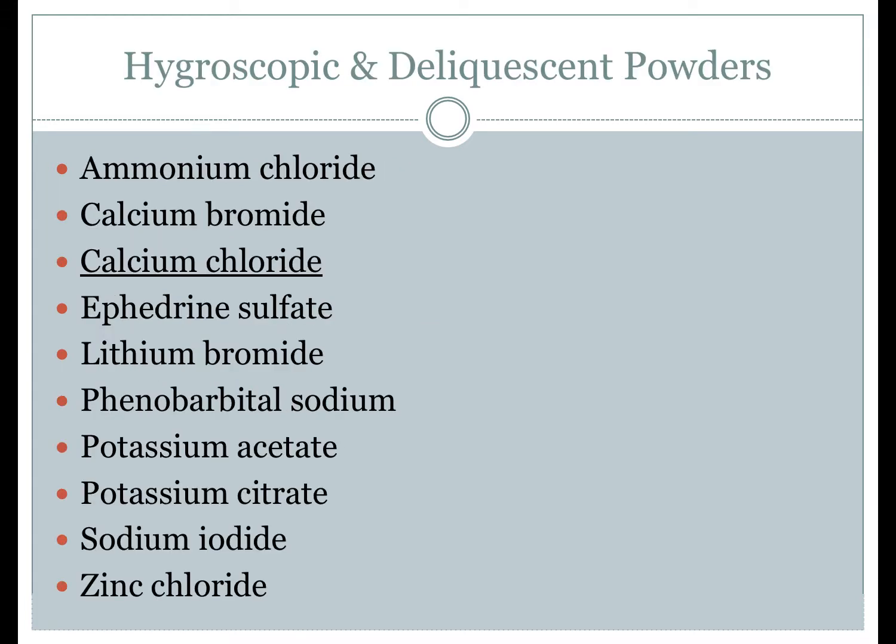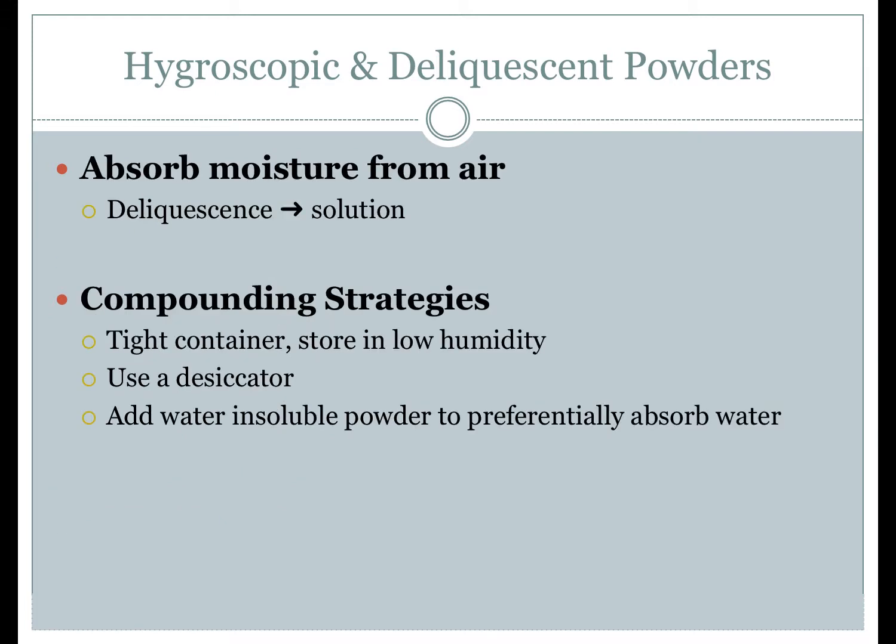The next compatibility problem to discuss in detail is the presence of a hygroscopic or deliquescent powder in our formulation. Various examples are listed on this slide. A commonly used chemical to point out and remember as a hygroscopic powder is calcium chloride. Hygroscopic powders are powders that can absorb moisture from the air and tend to get damp and clumpy. Deliquescent powders can absorb so much moisture from the air they can actually solubilize themselves and transform from a powder into a solution. Therefore, we must prevent this from occurring in our formulation.